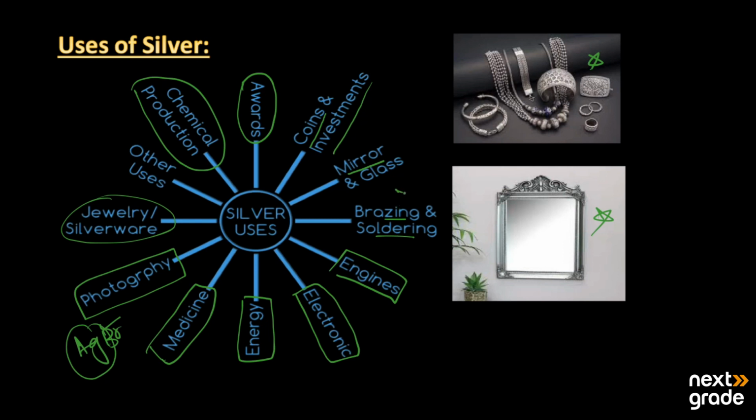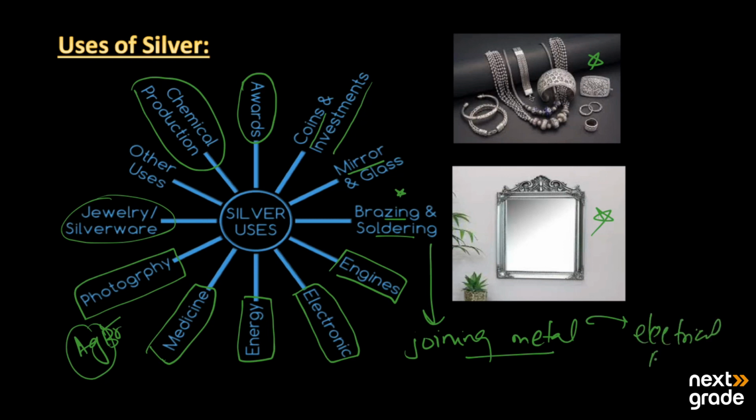Here we have the words brazing and soldering. Basically, this is the process of joining metals, and the metal parts are joined, and further it is used for different mechanical and electrical bonds for further processes. So metal is joined to another metal, the process is brazing and soldering, and this is a use of silver.